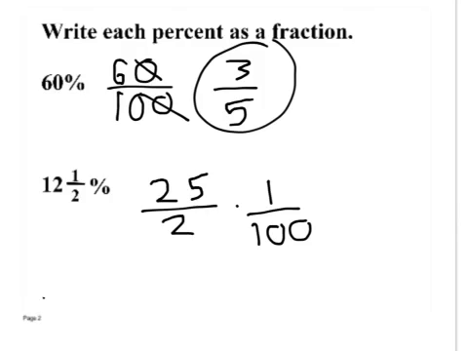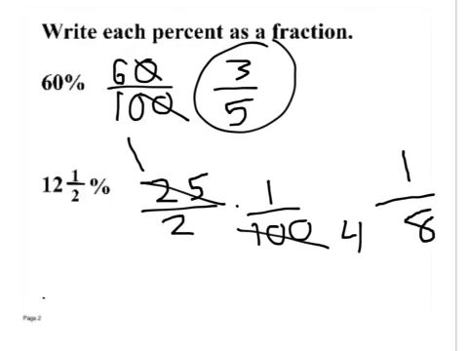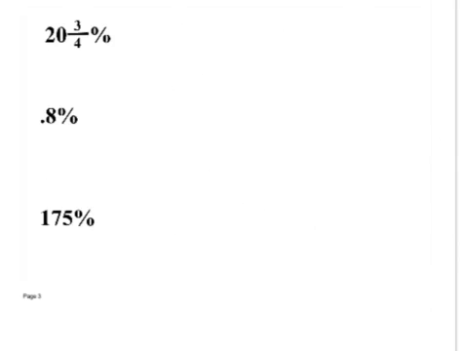So, then I multiply, or I could reduce, can't I? I can take 25 out of 25 and get 1. I can take 25 out of 100 and get what? 4. So I get 1 over 8. Because 2 times 4 is 8. So 12.5% is what as a fraction? 1/8. Alright, write these down.